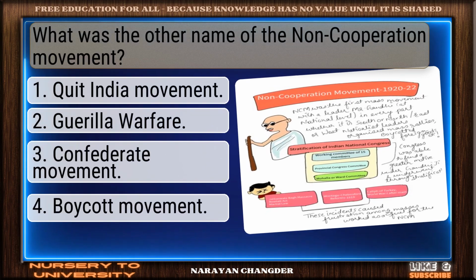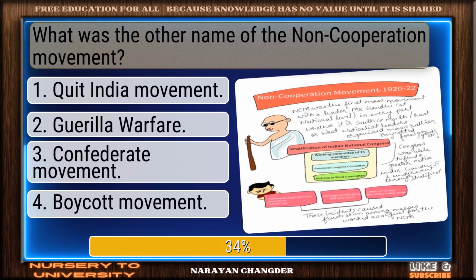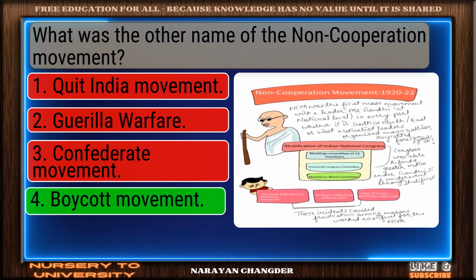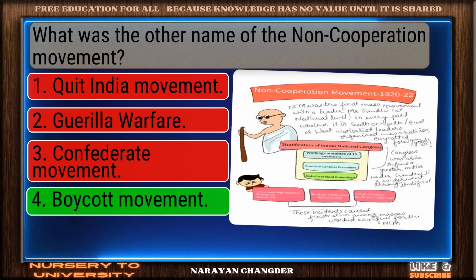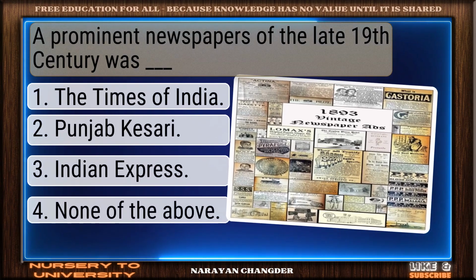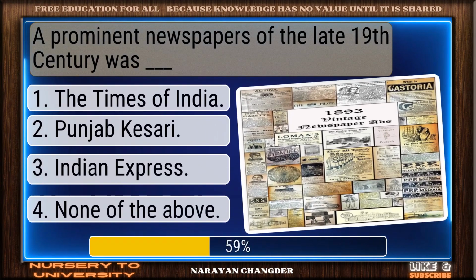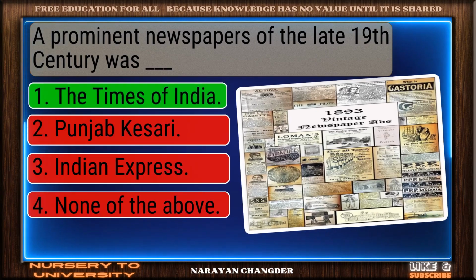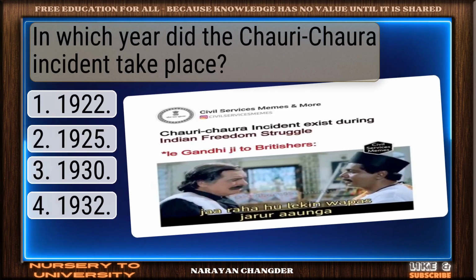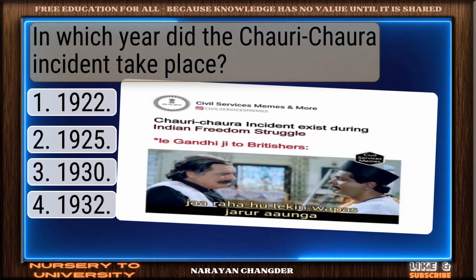What was the other name of the non-cooperation movement? Smart pick. Boycott movement is correct. A prominent newspaper of the late 19th century was... Excellent. The Times of India is well reasoned. In which year did the Chauri Chaura incident take place?